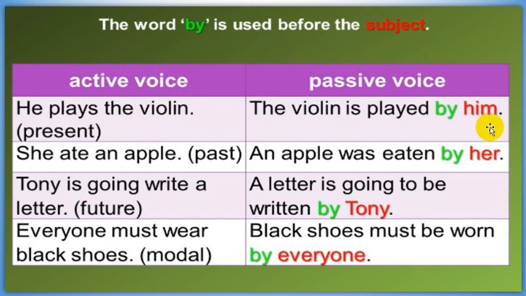Okay. لكن من عندي موجود ال subject مع ال active sentence أقدر أخلي by وأخلي بعده ال subject لكن انتبه انه يتحول من ضمير فاعل he الى ضمير مفعول به him. هذه ملاحظة. She ate an apple. An apple was eaten by her. She صارت her.